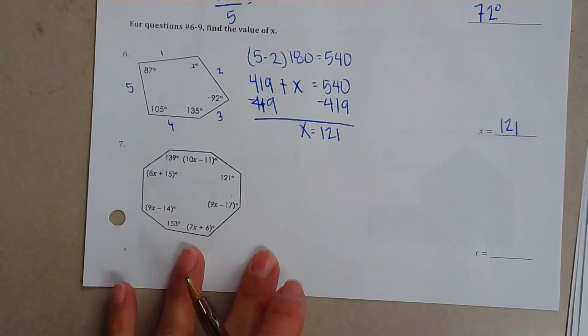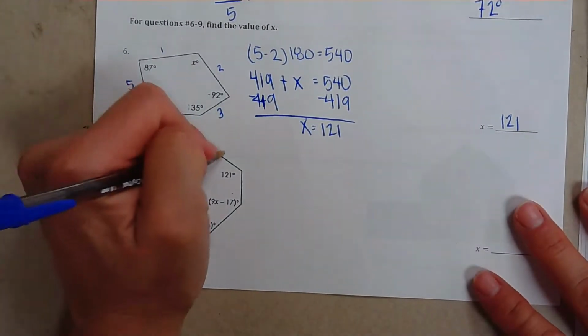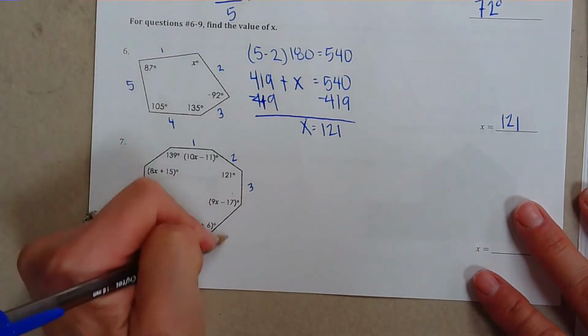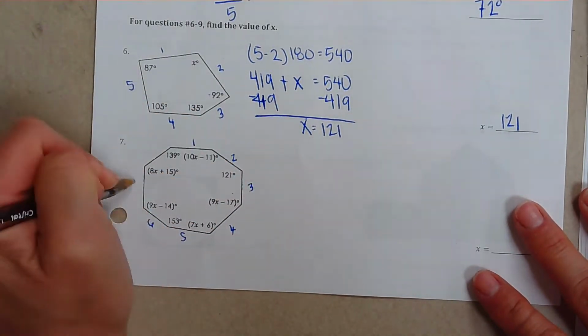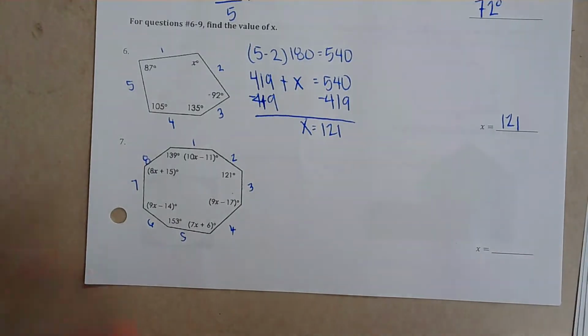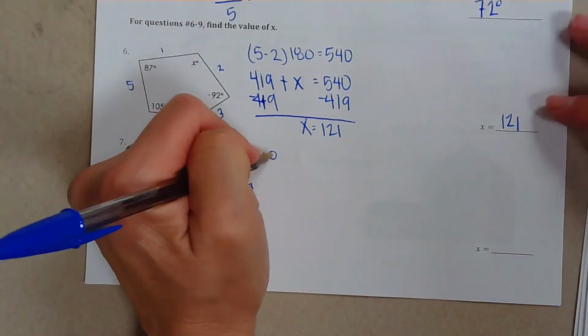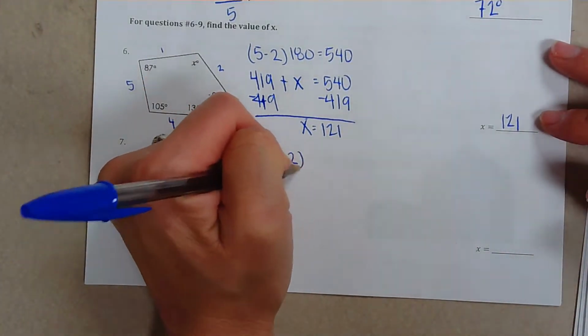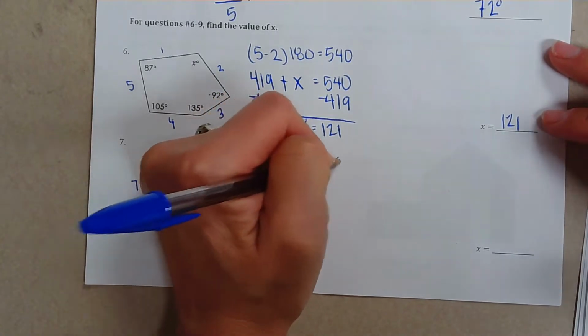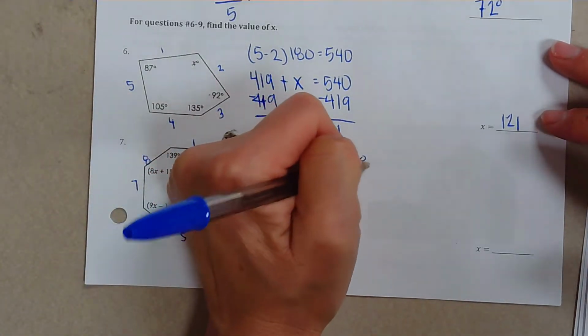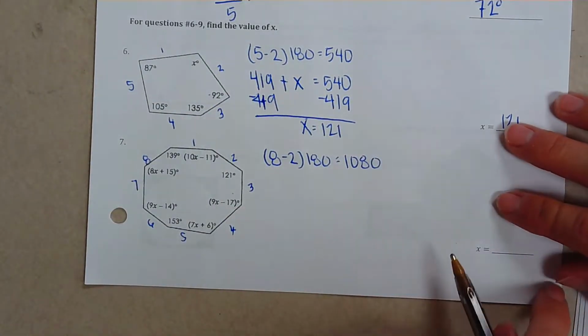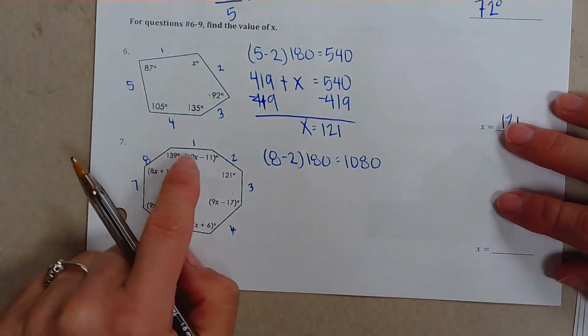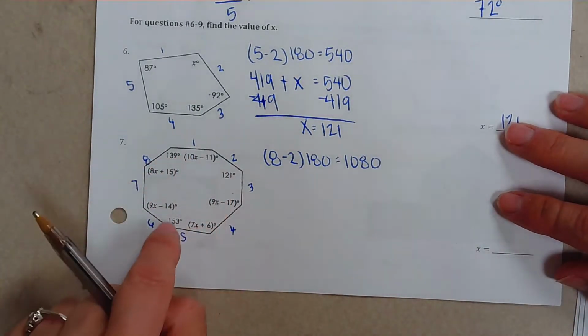All right, same thing here. I'm going to count my sides. 1, 2, 3, 4, 5, 6, 7, 8. All right, it's an octagon. 8 minus 2 times 180 will give me 1080.